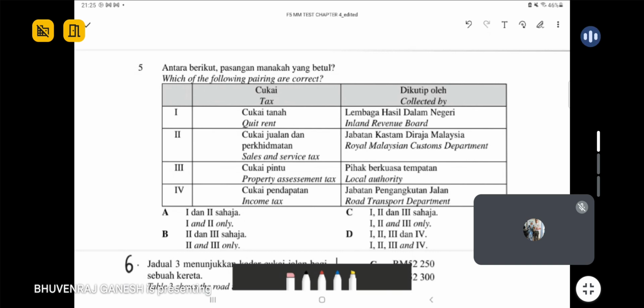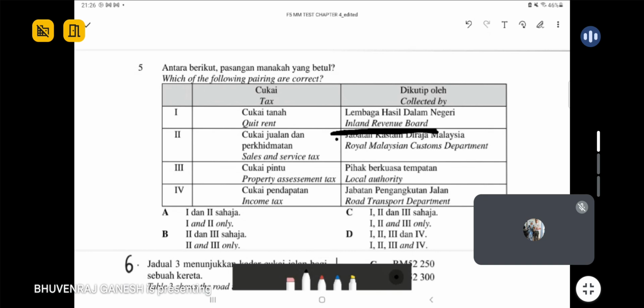So Emily, do you get the answer? Not A. Okay, very simple, Emily. You see this first one, right? Inland Revenue Board, right? When you always see this, the first thing that comes to your mind is income tax.